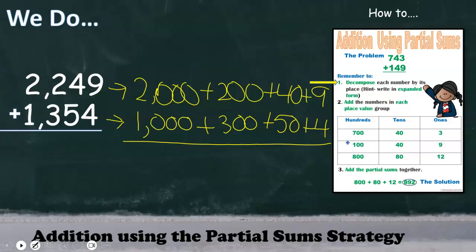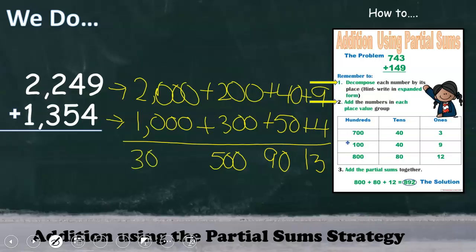Now we're ready to move on to step 2. Add the numbers in each place value group. So beginning with the ones, I'm going to add 9 plus 4 is 13. 40 plus 50 is 90. 200 plus 300 is 500. And 2,000 plus 1,000 is 3,000.